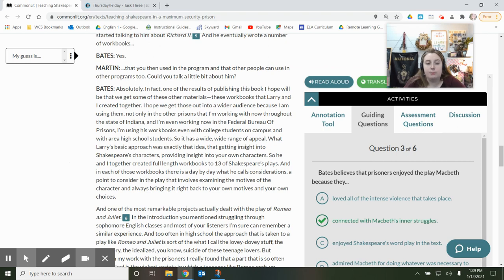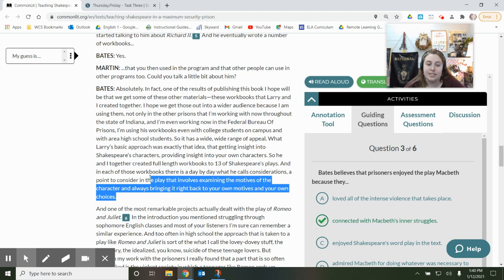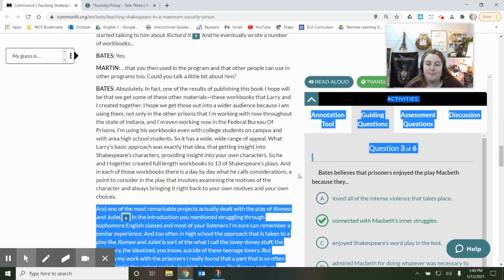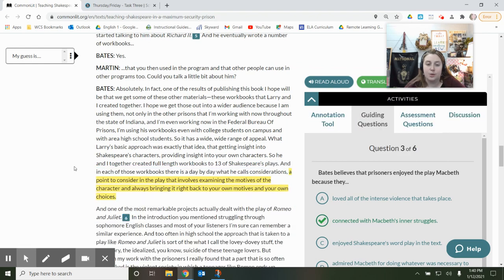What Larry's basic approach was was exactly that idea: getting insight into Shakespeare's characters, providing insight into your own characters. And so he and I together created full-length workbooks of 13 of Shakespeare's plays. That's crazy. In each of those workbooks, there is a day-by-day what he calls consideration, a point to consider in the play that involves examining the motives of the character and always bringing it right back to your own motives and your own choices. Again, I just want to highlight this because that still shows how Shakespeare can be so relatable.